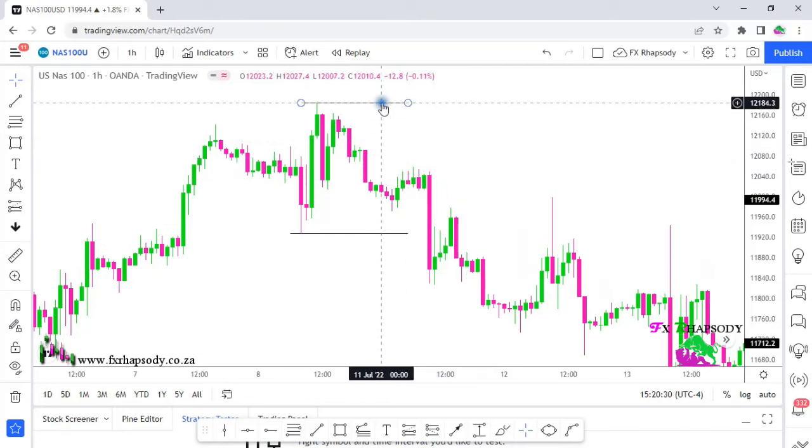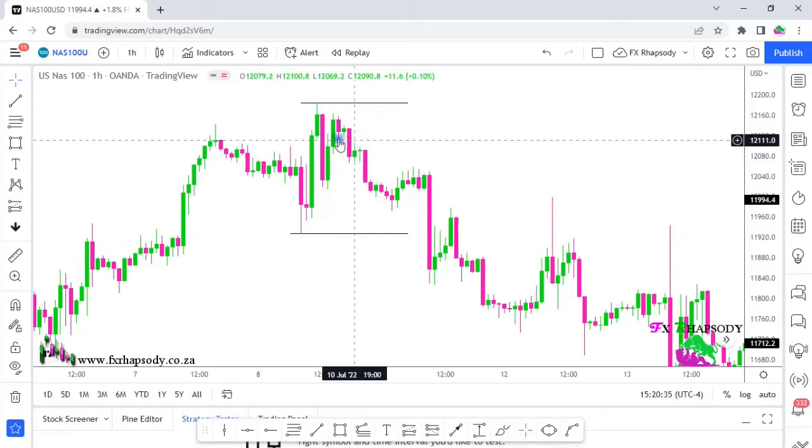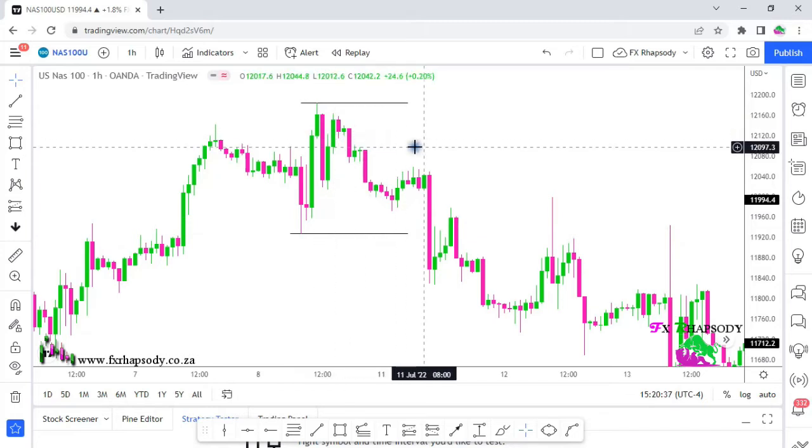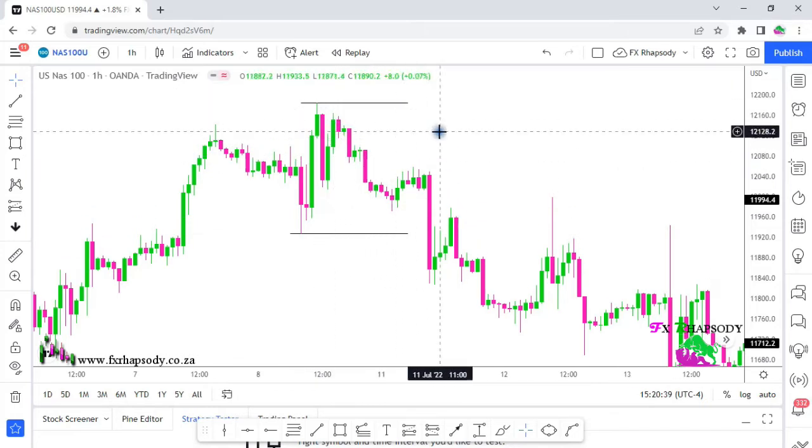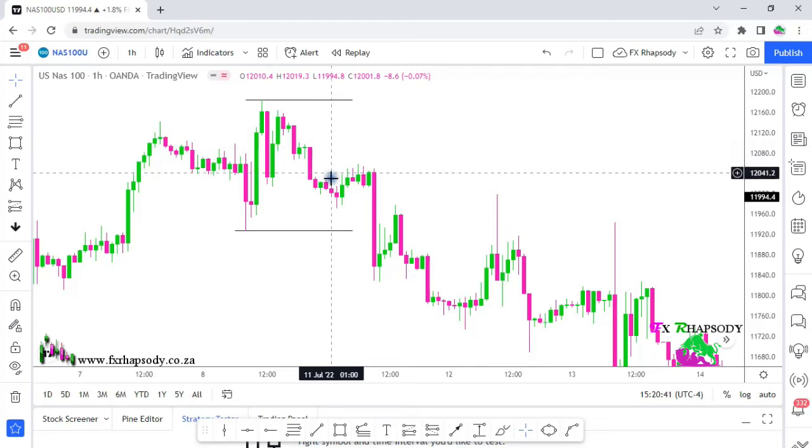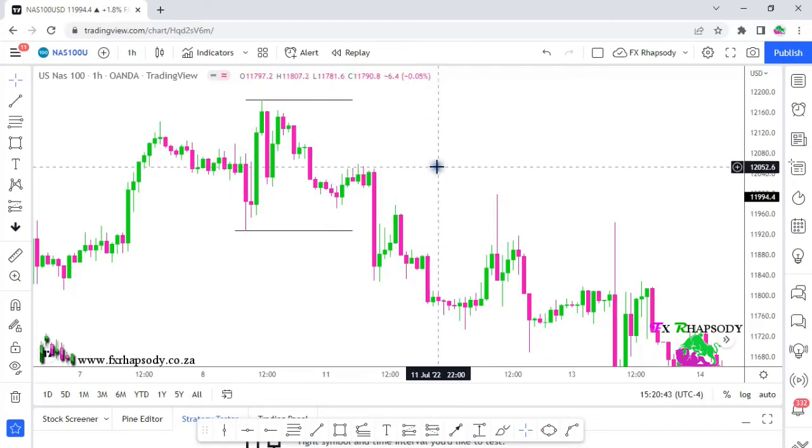So in the last analysis that I did, I had these two lines in. Price was relatively in between these lines, and I said we're looking for some kind of a break in between these two lines, and then we will react to that.